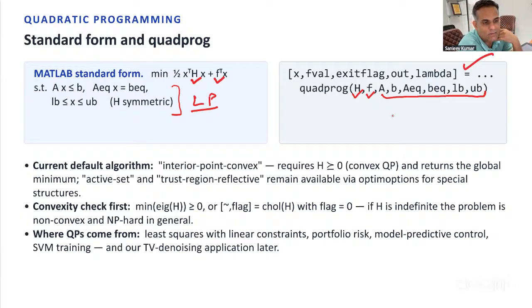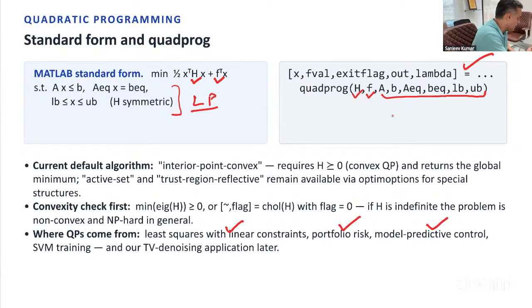And this quadratic programming problem has a lot of applications like least square fitting, portfolio risk, because we can model our portfolio optimization problem as a quadratic programming problem, model predictive control, which is again modeled in terms of a quadratic programming problem. Support vector machine in machine learning is nothing, just solving a quadratic programming problem. And then TV denoising, total variation or Tikhonov regularization, denoising, that I will show you one application of this.